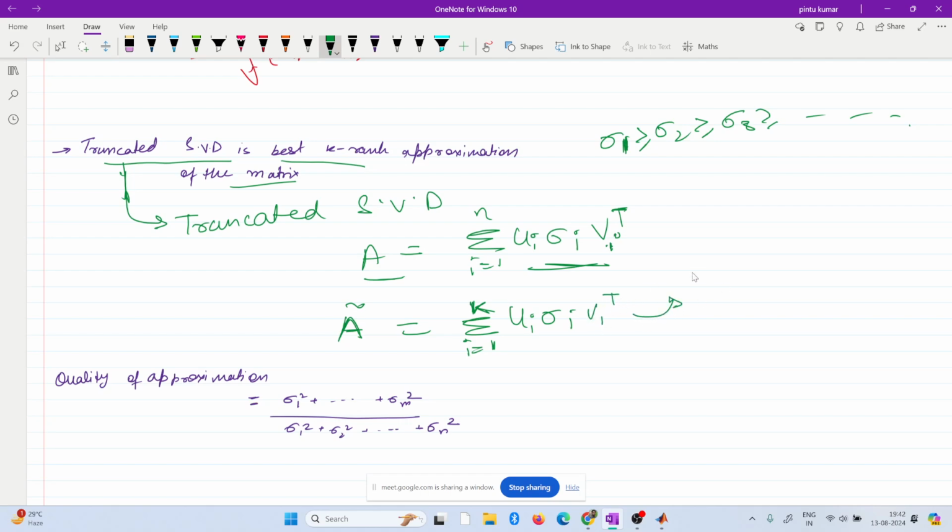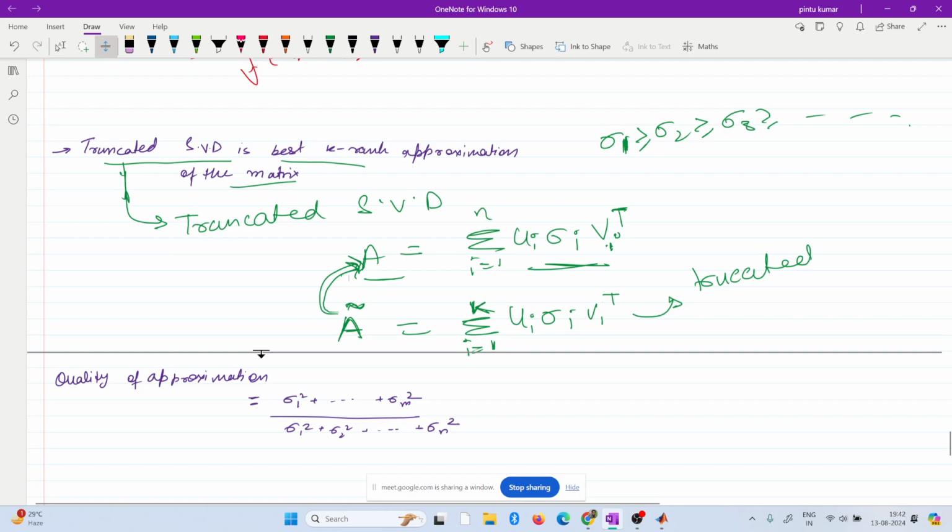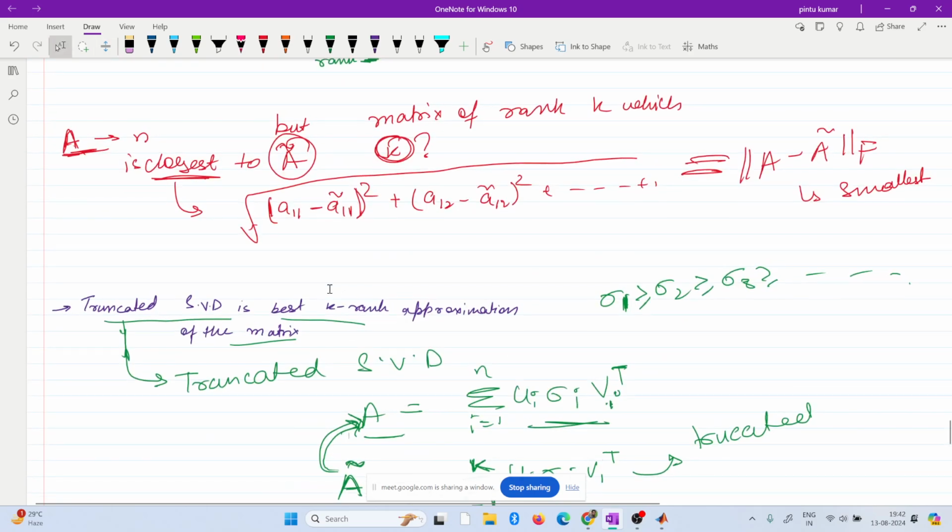Then this is called the truncated SVD. So rather than taking the complete sum, you have just truncated it at the first K terms. So this A tilde would be the best rank K approximation. Of any matrix of rank K, this would be closest to your matrix A. This is at a minimum distance from your A. So this is what is called truncated SVD.